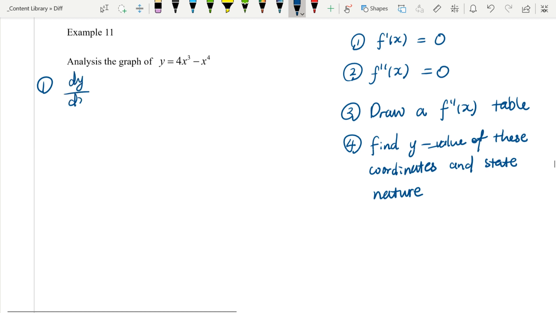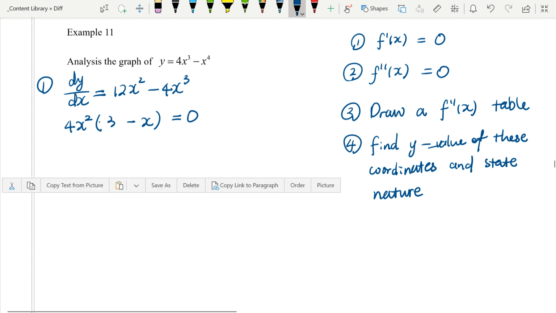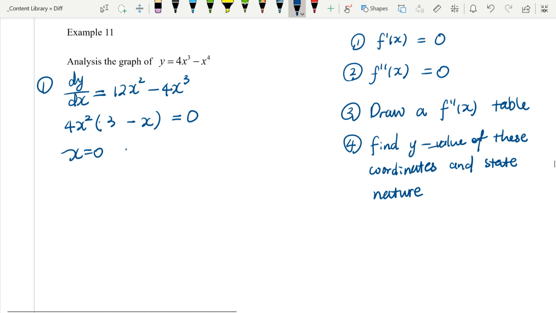I'll just slowly do the idea with a really easy one. The first derivative is 12x² − 4x³. I will take 4x² out, so it goes 4x²(3 − x), and that equals 0. First derivative equals 0, so I have to solve out 2 points: x = 0 or x = 3.